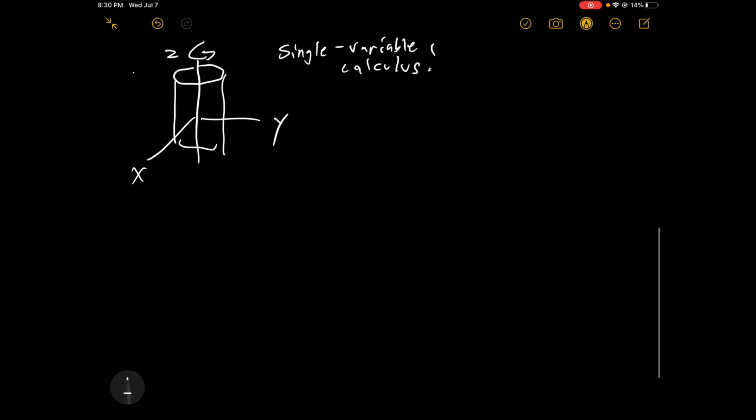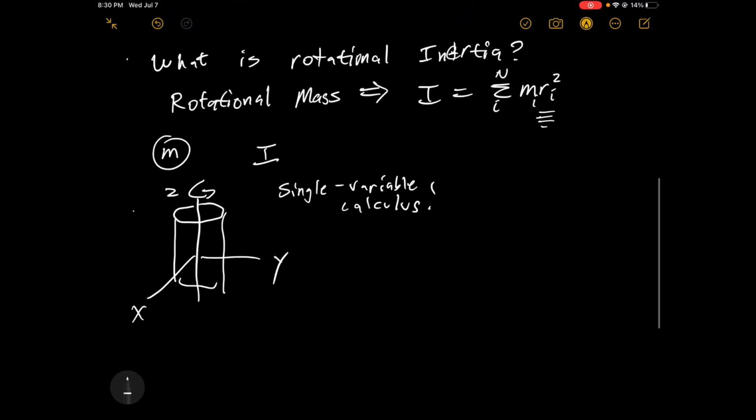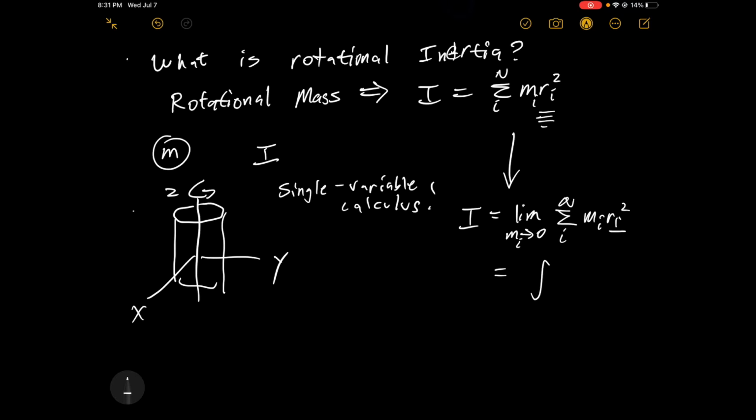Alright, so let's get started. But before I start, I first need to talk about how we do this for a rigid object. It turns out that if each mass element is very small and we sum it infinitely many times, then we take the limit as m_i approaches 0 of the summation, and it essentially becomes an integral of r squared dm, which is really interesting.